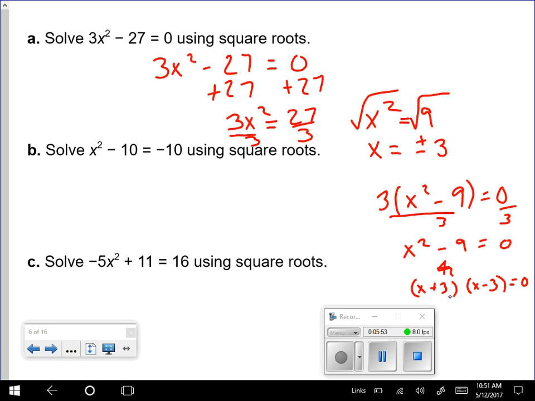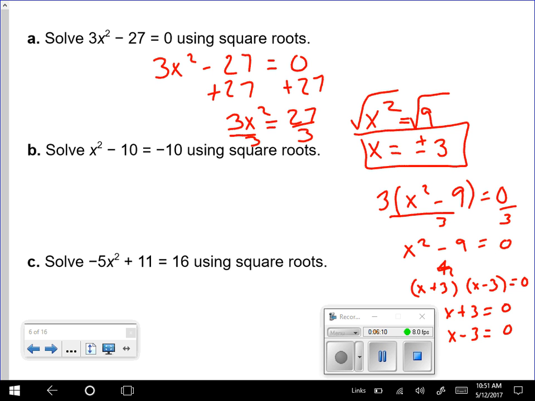So now if I set each of these equal to 0, miraculously, what would I get? X equals 3 and x equals negative 3. So it's just more proof that that works.